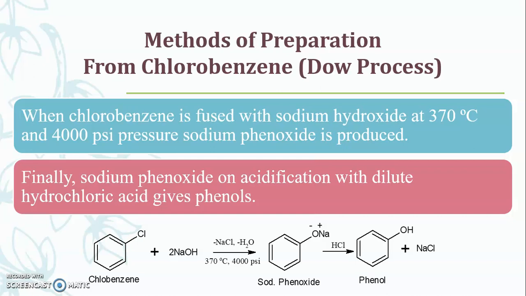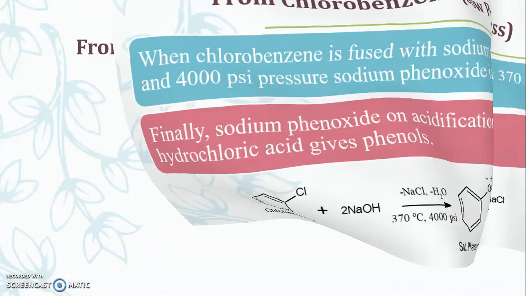Also, we can see that as chlorobenzene is prepared from benzene, indirectly we are preparing phenol here from benzene. So chlorobenzene is converted into phenol by treatment with sodium hydroxide. So this is about the first method.